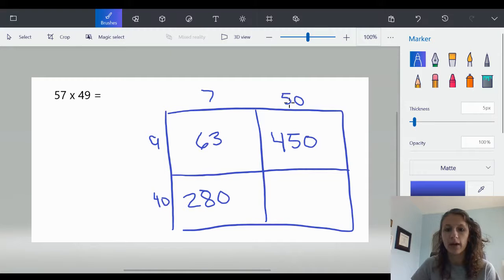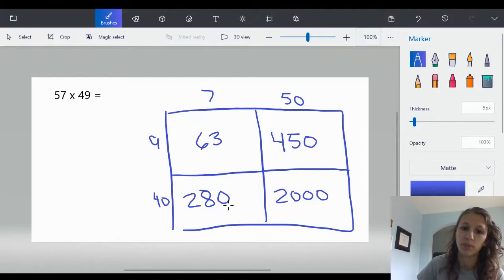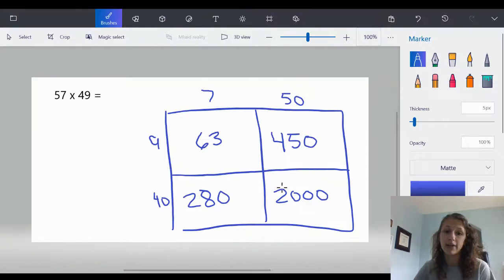Lastly, I have 40 times 50. 4 times 5 is 20, and my 10 times my 10 would give me hundreds, or 2,000. So now that I have my 4 partial products, I'm going to go ahead and combine them so that I can get a final product.